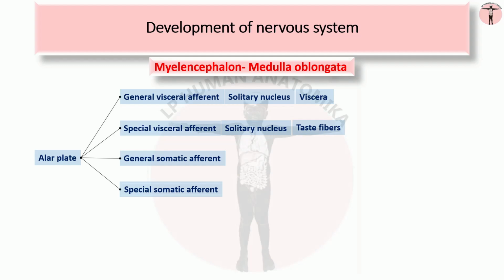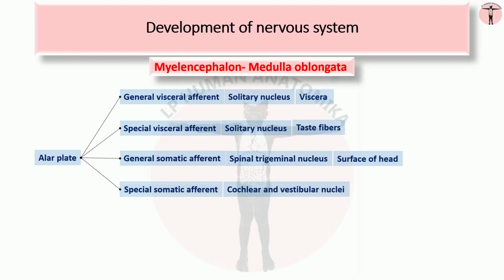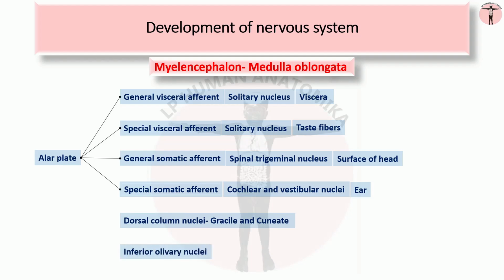General somatic afferent, represented by the spinal trigeminal nucleus, receives impulses from the surface of the head. Special somatic afferent, represented by the cochlear and vestibular nuclei present in the medullopontine junction, receives impulses from the ear. Dorsal column nuclei are represented by the gracile and cuneate nuclei. Inferior olivary nuclei, which are cerebellar relay nuclei, are derived from the alar plate by migrating to a ventral position.